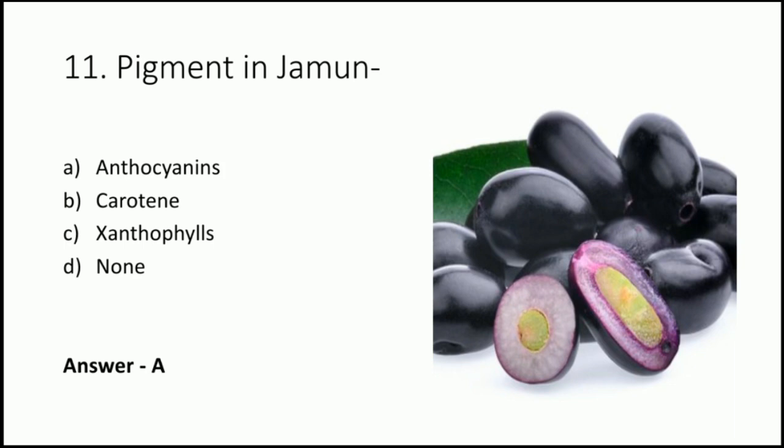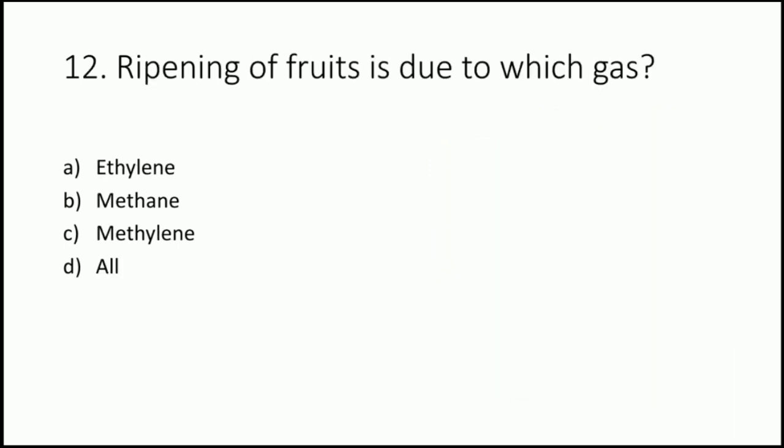It is a very healthy option in that disease. So now the next question is, ripening of fruits is due to which gas? Very easy question. We all are very well aware of this. So the answer is ethylene gas.